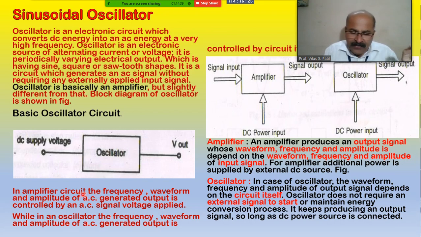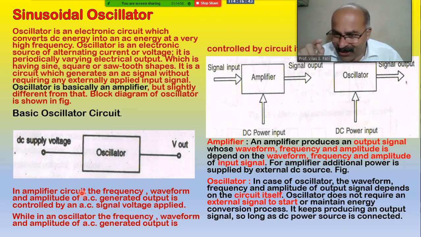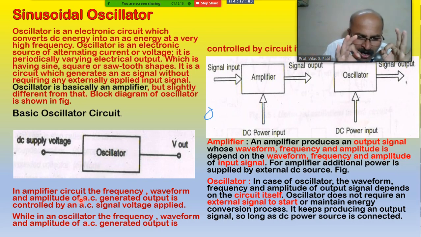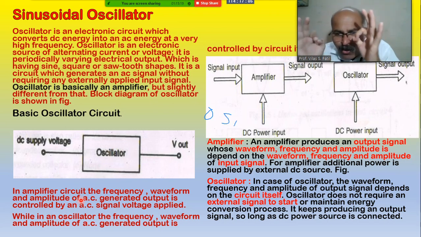In amplifier circuit, amplifier basically आपण बघितलेला आहे, तो कोणता amplifier बघितलाय बघा, that is the single stage common emitter transistor amplifier, which is the very best, very standard mode of the amplification process. Okay, see here, in amplifier circuit the frequency, waveform and amplitude of the AC generated output is controlled by the AC signal voltage applied.